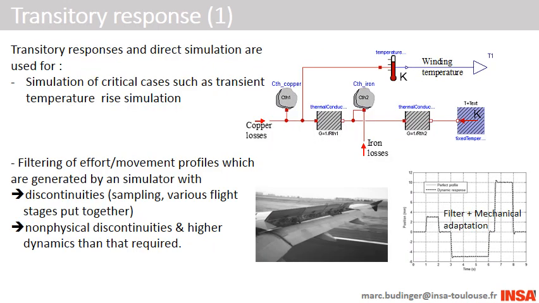Transient mission profiles are used to simulate critical operating cases such as transient temperature rise or short circuit while moving. They also simulate the dynamic response of the system to a step, physically impossible to realize with a limited power. These step references can come from discontinuities created by a simulator or be the result of a command from a higher level in the system.